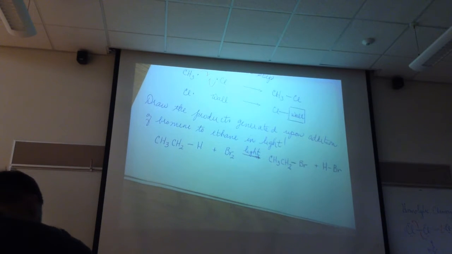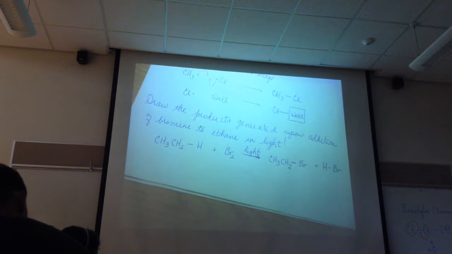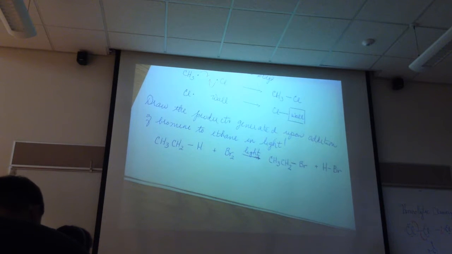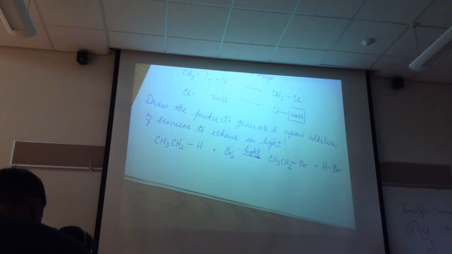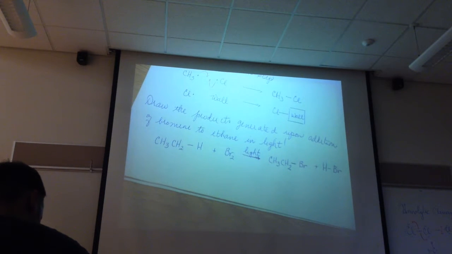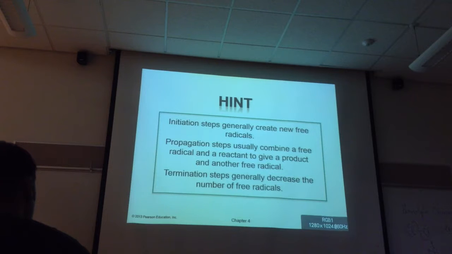By no means do you have to draw the steps of the mechanism here. All we wanted is to draw the products generated. Only if they say mechanism are you gonna go through all the crazy ways, okay? I have to assume that you know something, and here is the assumption of what I think you should know, okay?